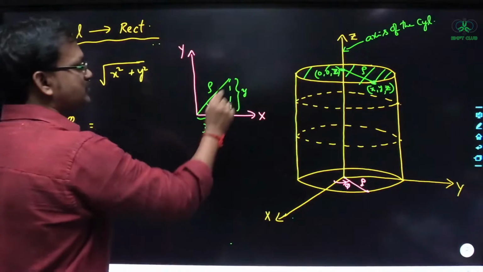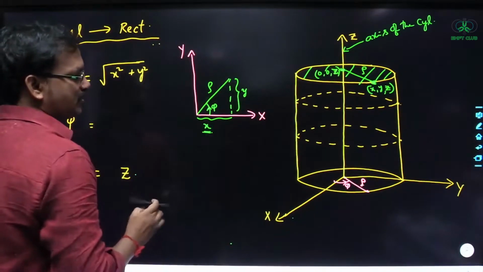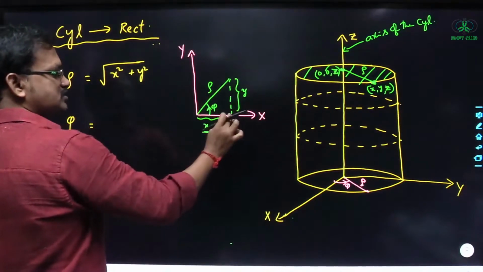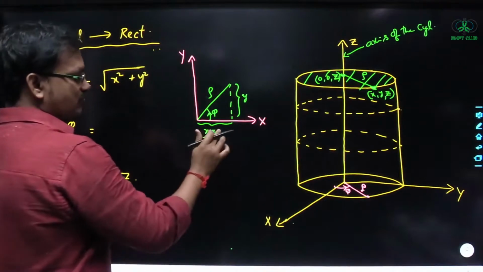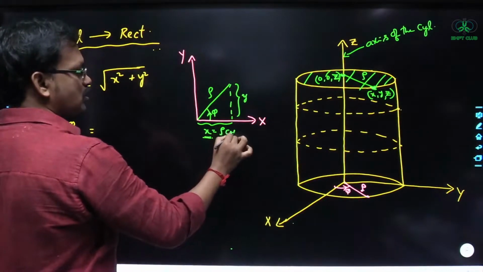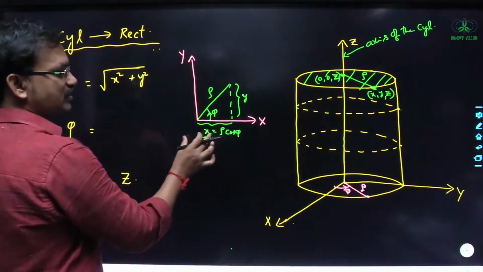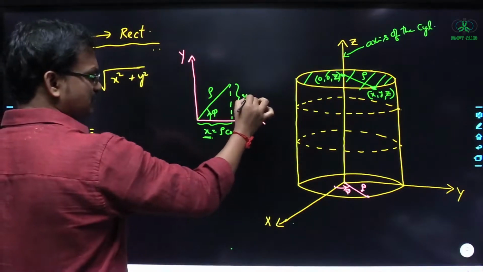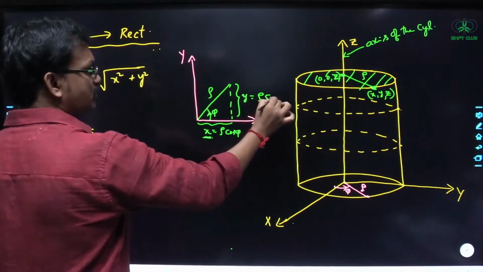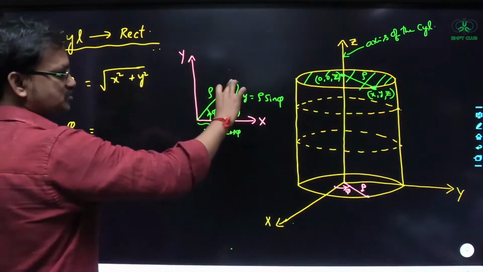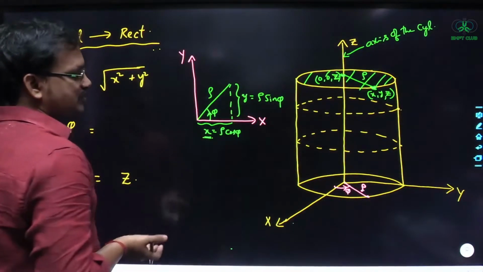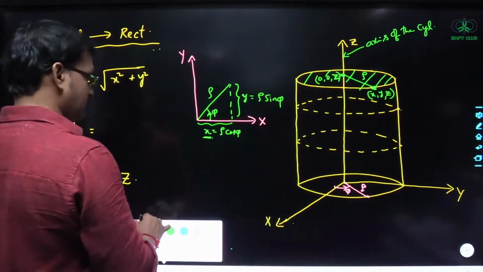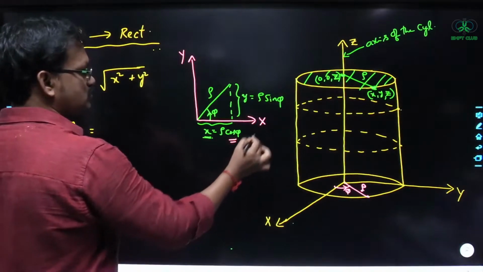Understood? So now from this right angle triangle, how can you write this distance? This is the hypotenuse side, this is the adjacent side, and this is the opposite side. So x is equal to rho cos phi. This rho cos phi is the x component of rho, and y is equal to rho sin phi. The opposite side becomes rho sin phi and the adjacent side becomes rho cos phi.